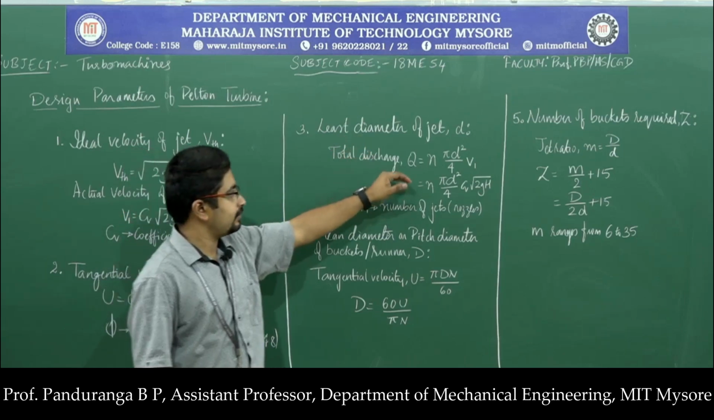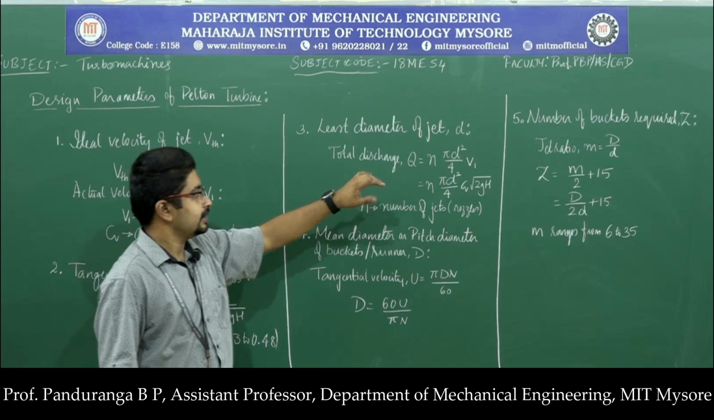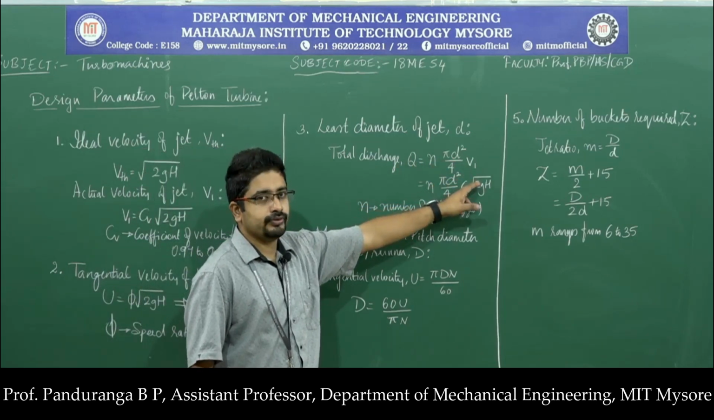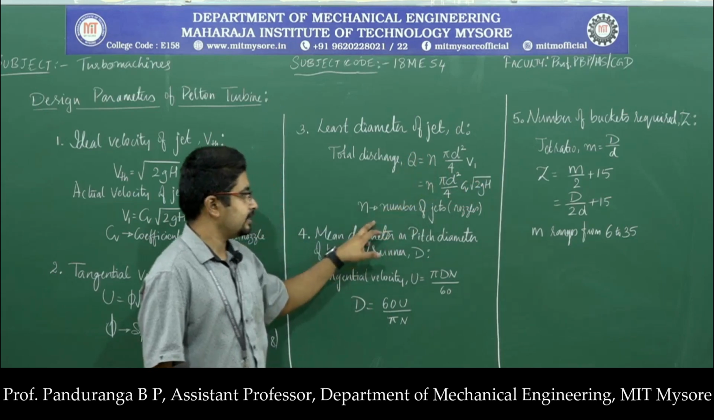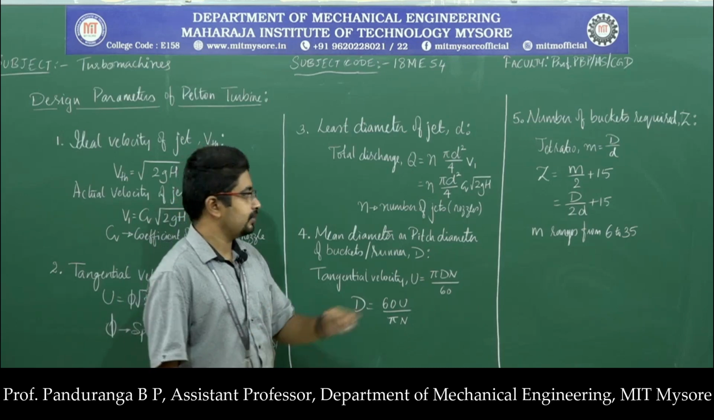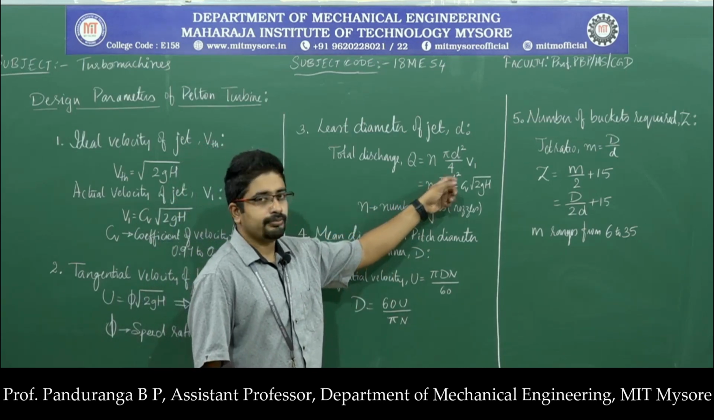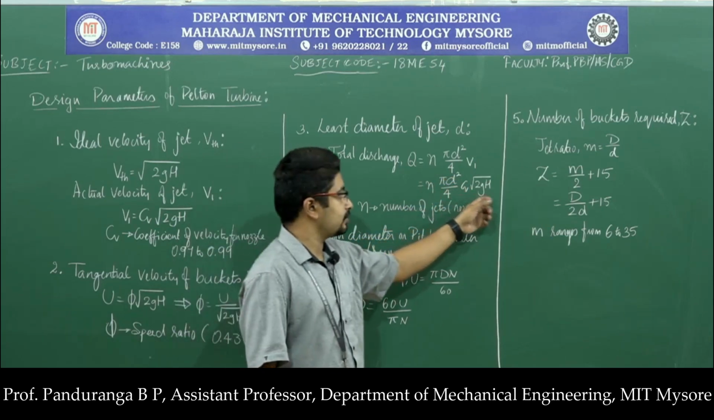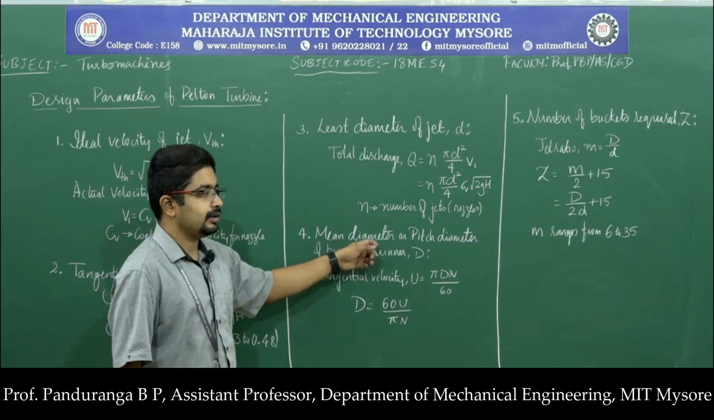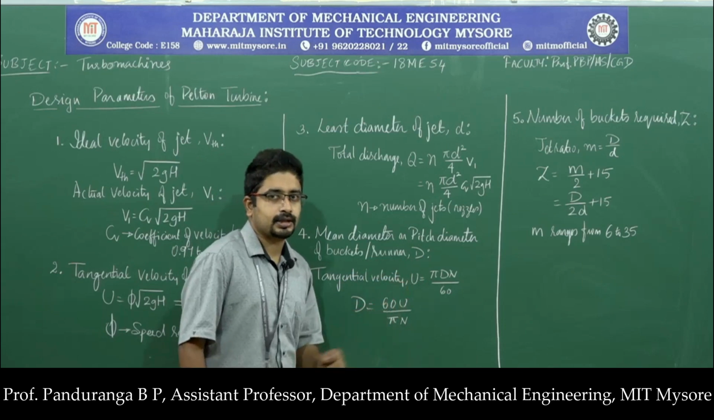Then we have the base diameter of the jet, which is denoted by small d, and to calculate that we need to know the total discharge. Total discharge is given by small n into pi d square by 4 into v1, where small n is the number of jets or number of nozzles. So Q can also be written as n into pi d square by 4 into cv into root of 2gh, that is v1.